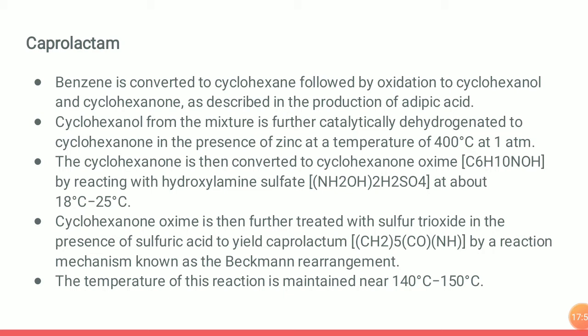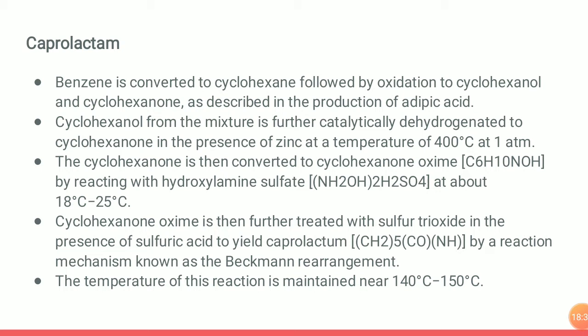So generally what happens? We get cyclohexanol from the same technique used for adipic acid. It is further dehydrogenated to cyclohexanone in the presence of zinc at a temperature around 400 degrees Celsius. Then cyclohexanone is converted to cyclohexanone oxime. Generally it is treated with hydroxylamine sulfate, and what we get is the cyclohexanone oxime.